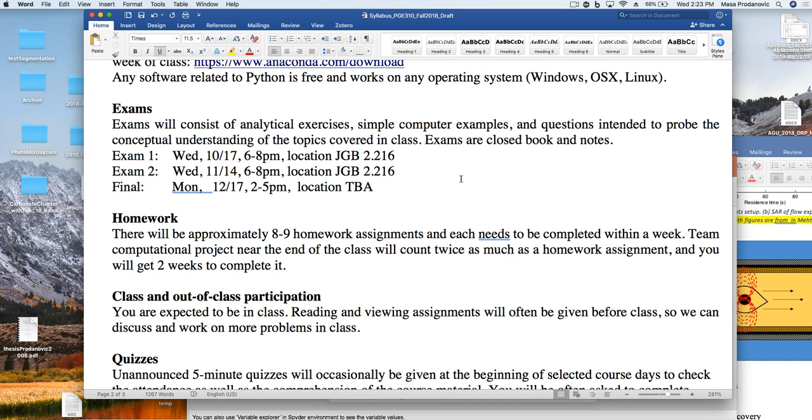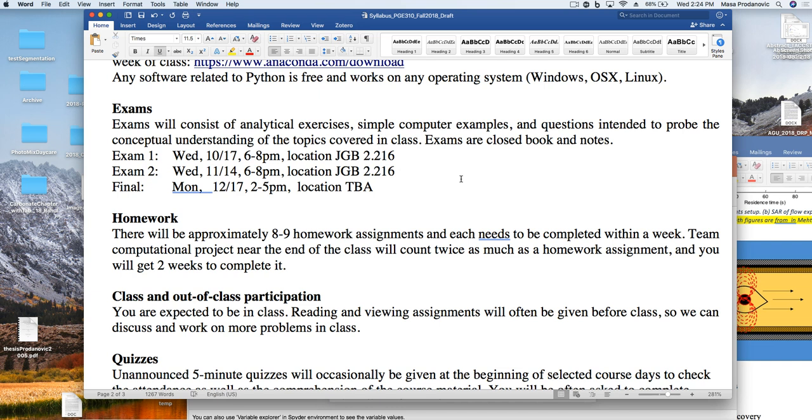Okay? So there will be a team computational project near the end of the class. It will count twice as much as a homework. Typically teams are 2 or 3 people working on a problem together, and you will get 2 weeks to complete that portion. So you are expected to be in class. If you cannot make it to the class, and sometimes you have an interview or something else is happening and you have a written proof of what's going on, please just email me. And it can go from there.